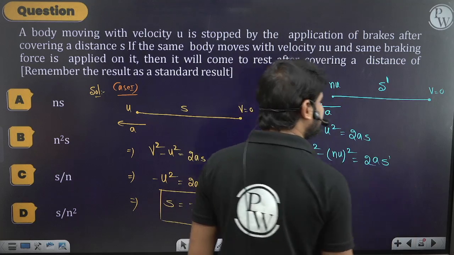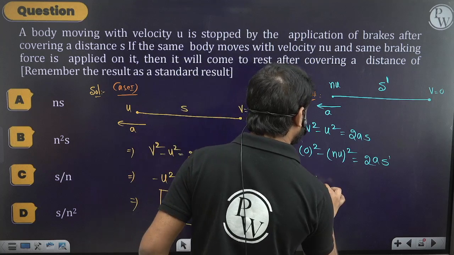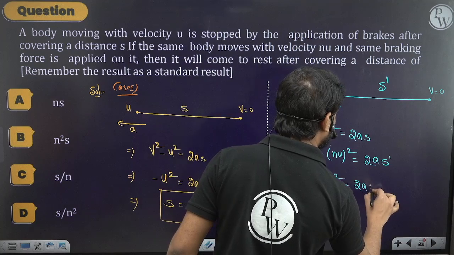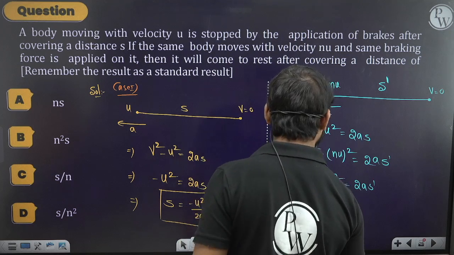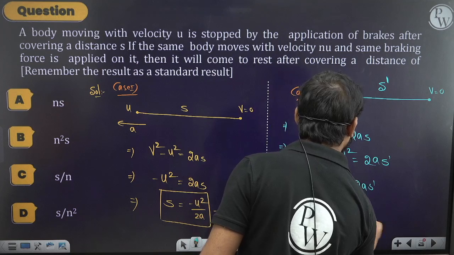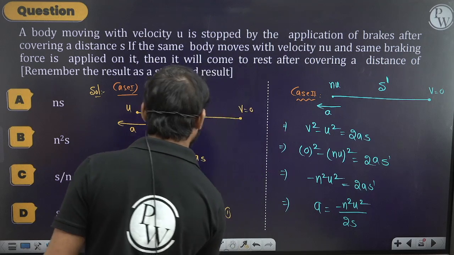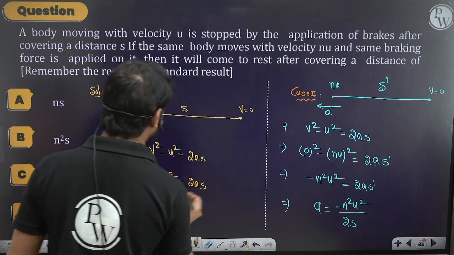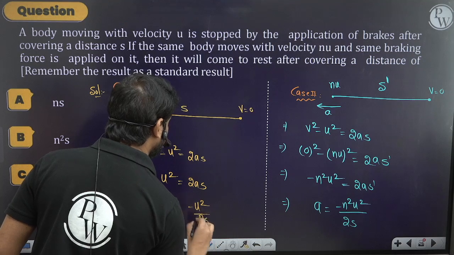Let the distance after which it stops be s dash. So from here I can write minus n square u square is equal to 2a s dash. So the acceleration a is equal to minus n square u square by 2 s dash. Let's write the equation for acceleration here, because we need the acceleration to be the same in both cases, right? Acceleration is equal to minus u square by 2s here.